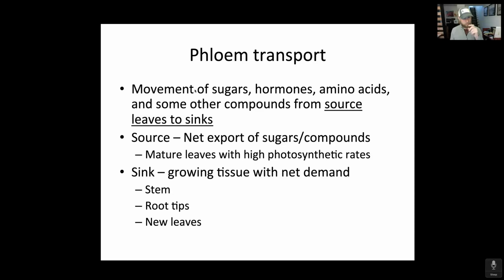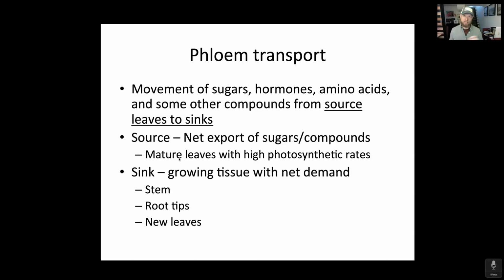The source is going to be where the sugars are actually produced, and the sink is going to be the area that has the demand for those sugars. So in the source, we see a net export of sugars or other compounds. To provide some context, and maybe an image in your head, what we're thinking about is a mature leaf that's growing pretty fast.